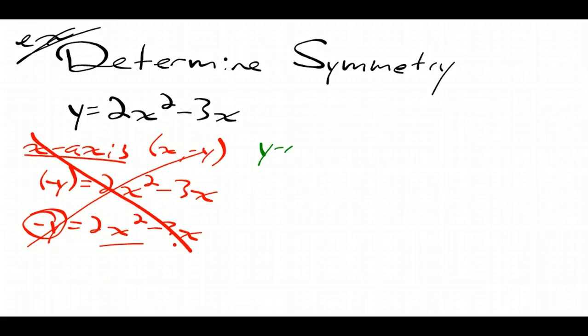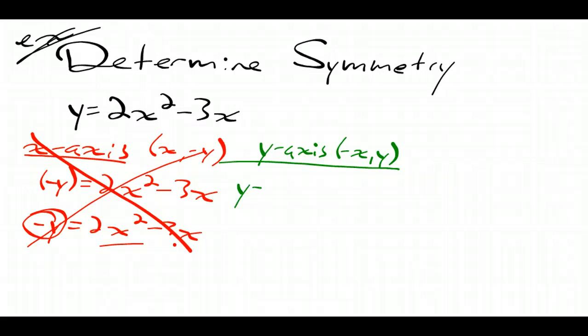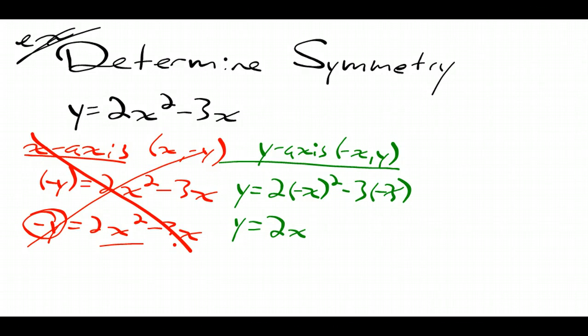Move on to y-axis, where my x is negative. If I put in a negative x, I will have y equals 2 times negative x squared minus 3 times negative x. That's an x. Pretend like it's an x, not a 3 with a dash through it. So I still have y. Negative x squared is positive x squared, so I have 2x squared, and minus 3 times negative x is plus 3x. Well, this sign right here is different. Everything else is the same, but since that sign's different, it can't be y-axis symmetry.